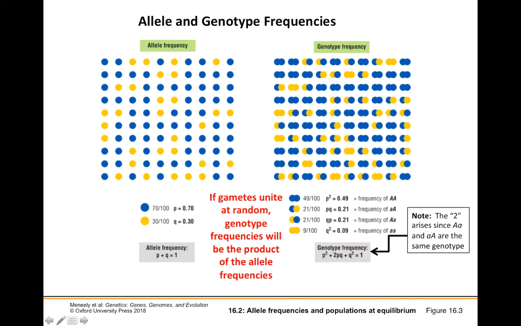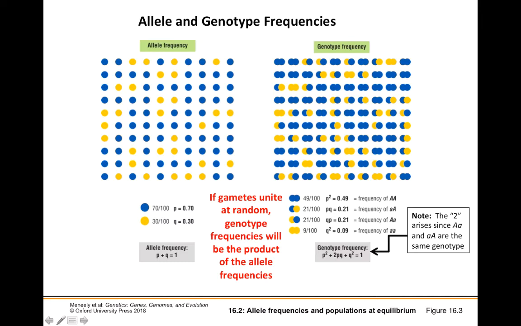We can basically say that p squared, 0.7 squared, is equal to 0.49. So we should expect 49% of the genotypes from this population of alleles to be homozygous dominant. 2pq is the frequency of heterozygotes, and q squared is the frequency of homozygous recessives. And we do this because there are two ways of having heterozygotes. That's why it's 2pq. This is essentially the Hardy-Weinberg equilibrium.